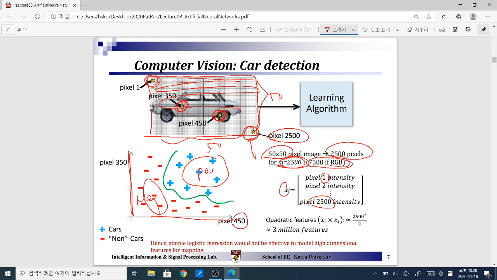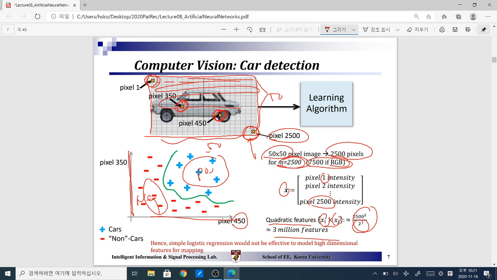Now, for this type of representation, which is essentially an image of a car or a snapshot of an image, if we consider the quadratic features, that is the xi and xj combinations for the polynomial terms, then asymptotically the total number of features is going to be 2,500 squared divided by 2, which is roughly about 3 million features.